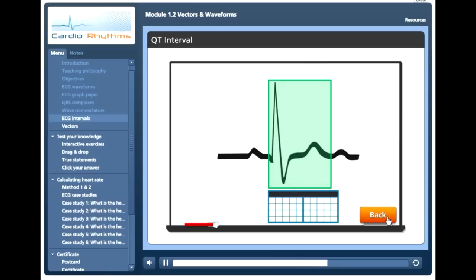When measuring the QT interval, it should be corrected for heart rate, and we call this the QTc. A normal QTc is usually equal to or less than 0.4 seconds, which is 2 big boxes.